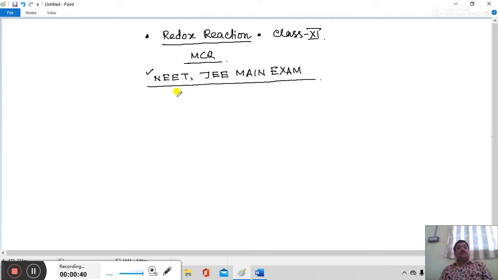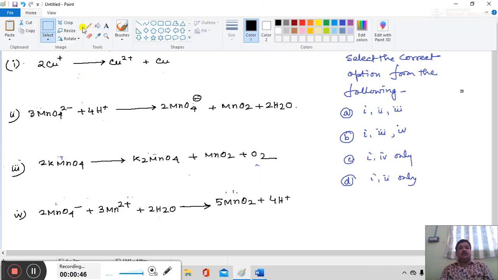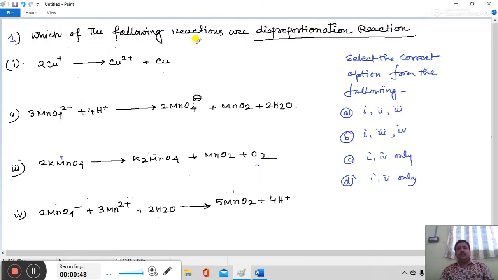Now, my first question is: which of the following reactions are disproportionation reactions? In this question four reactions are given and there are some options. At first we want to know what we mean by a disproportionation reaction. In this reaction, a single atom undergoes oxidation and reduction simultaneously.